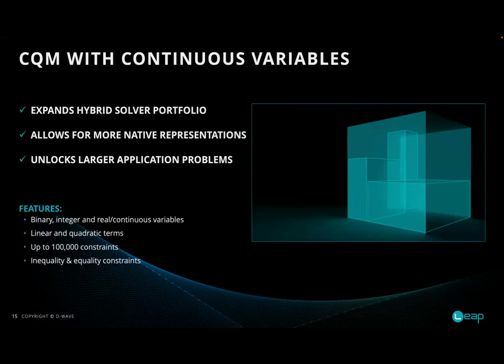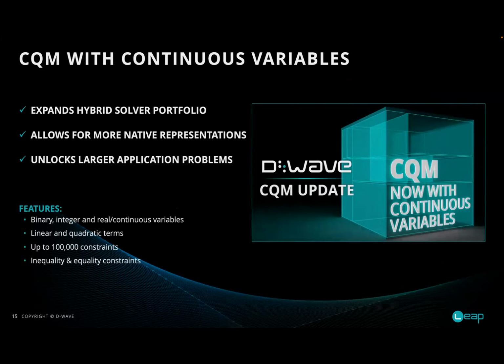Like I mentioned, the continuous variables were a really exciting addition. We were asked for this all the time when we were meeting with people. Before having the ability to use continuous variables, it was really, really painful to discretize everything and fit it into binary variables. You could lose a lot of precision and all of that. And so this really allows you to stick with a more native formulation of your problem.